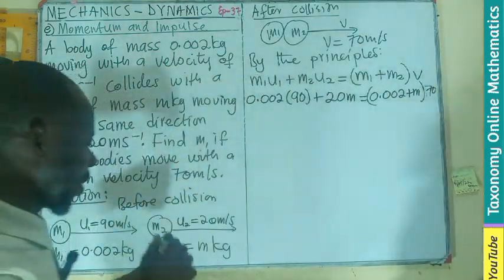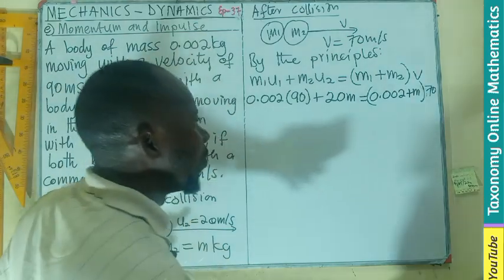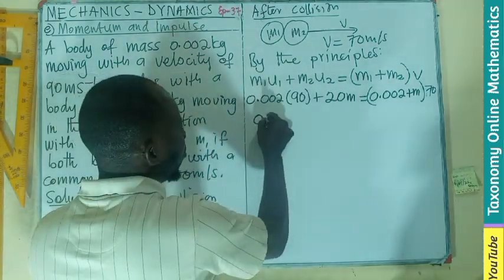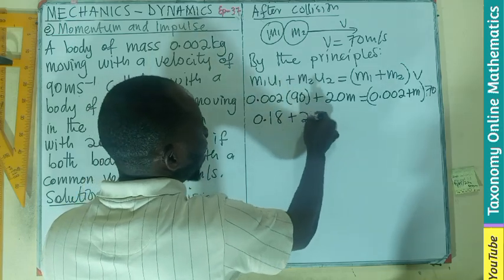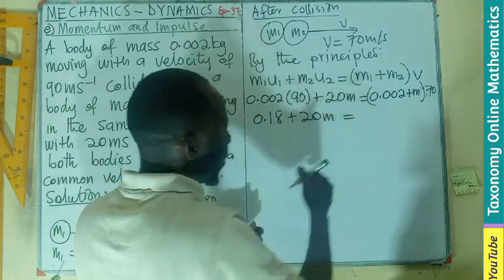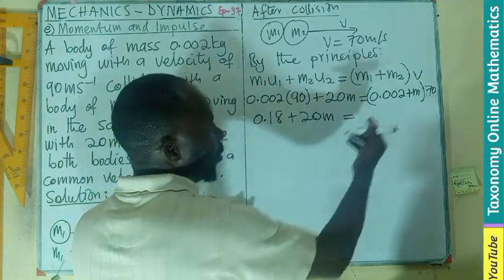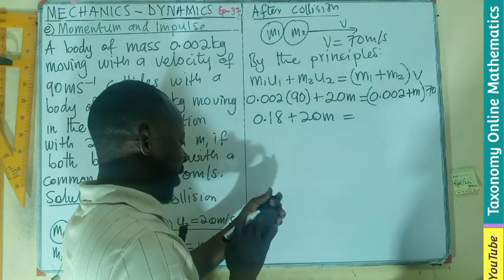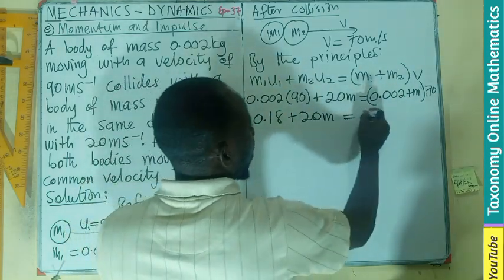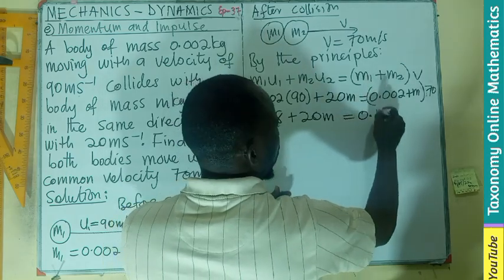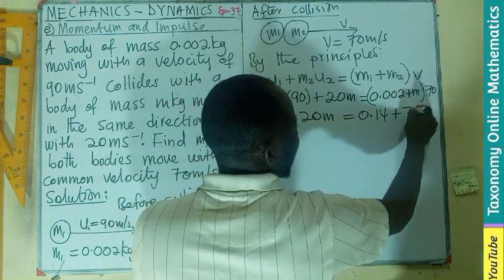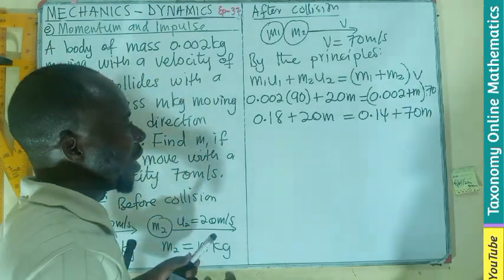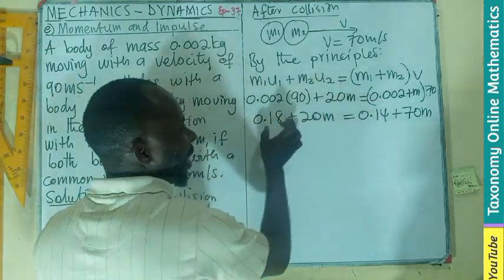Okay, so now let's multiply and see what the values are going to be. That will give us 0.18 plus 20m equals, we are going to multiply 70 by the 0.002, that will give you 0.14 plus 70m. Now let's put the m's together and put the decimals together.